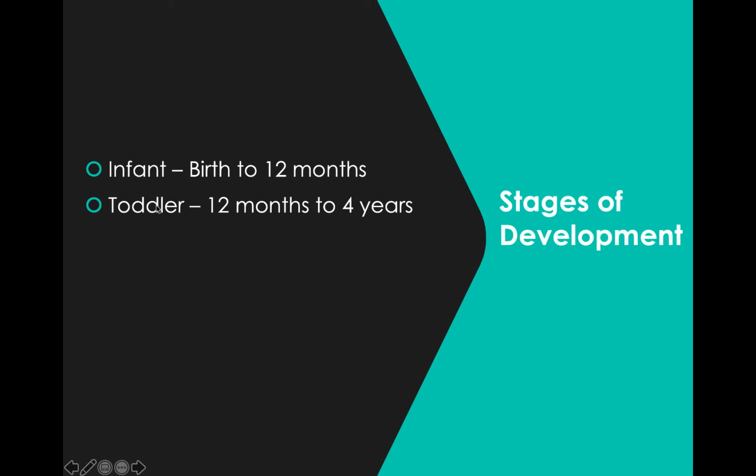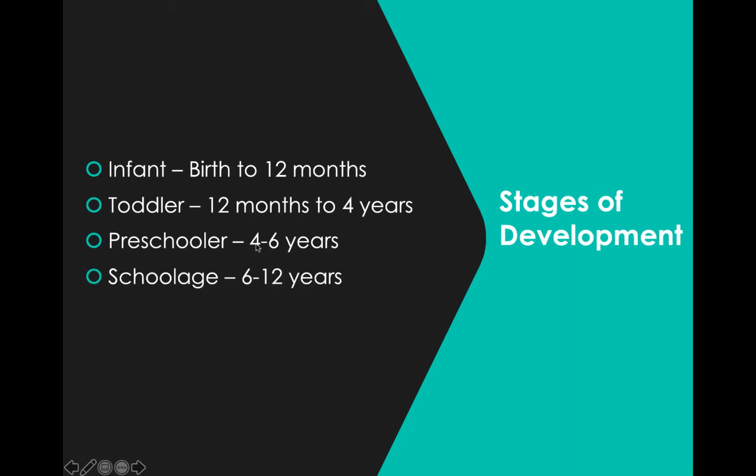Anybody guess what that might be? Dang, I wish you guys were here to answer that. It is walking, and that's why we call them toddlers, because they actually do toddle and don't really walk. The next stage is the preschooler. Notice it's not hyphenated, just so you guys know, preschooler, and that's from children from ages 4 to 6.